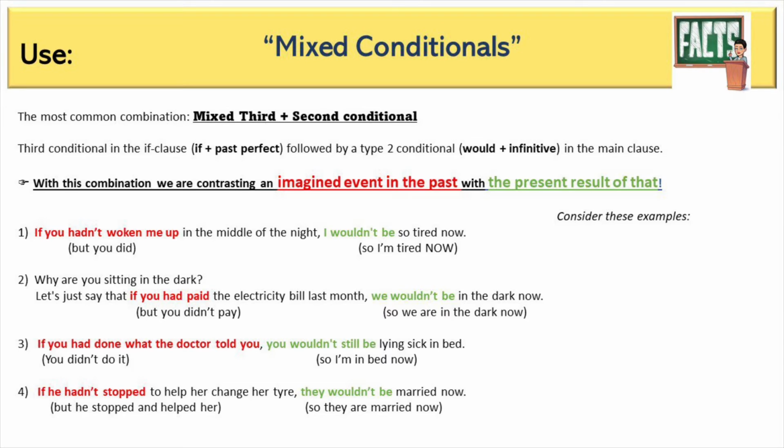If you had done what the doctor told you, you wouldn't still be lying sick in bed. But you didn't do it, so you're still in bed now. So we use the past perfect, if you had done, but you didn't do it. So we imagine the situation differently. But the present result is that you are in bed, but you wouldn't be if you had done it. And the fourth one? If he hadn't stopped to help her change her tire, they wouldn't be married now. But he did stop and help her, so they are now married.